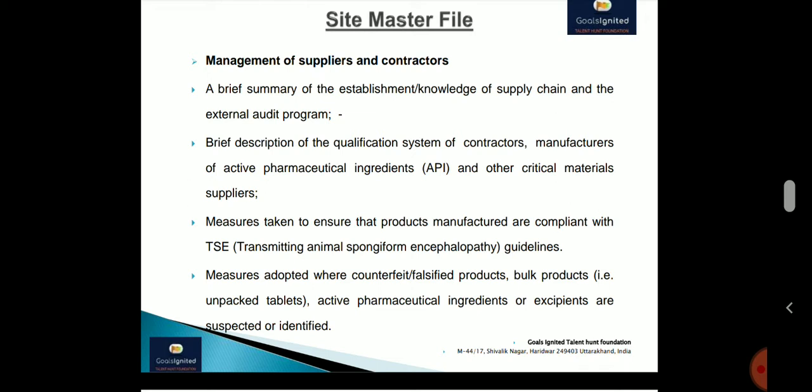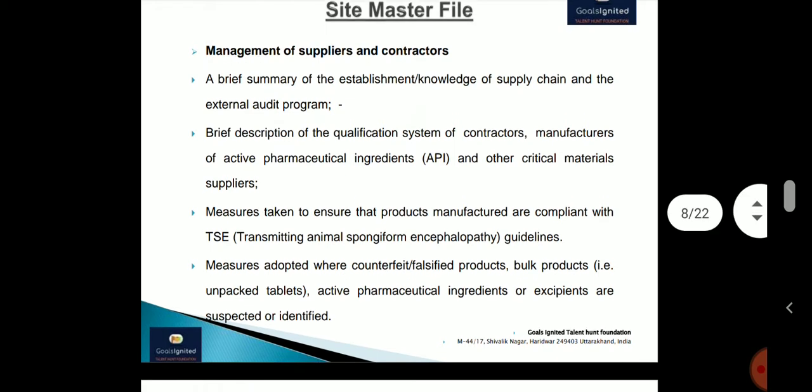What is the criteria for the vendors, how do you approve the vendors, whether you are taking the TSE or BSE certificate from them or not. You have to add all these things briefly in the site master file.